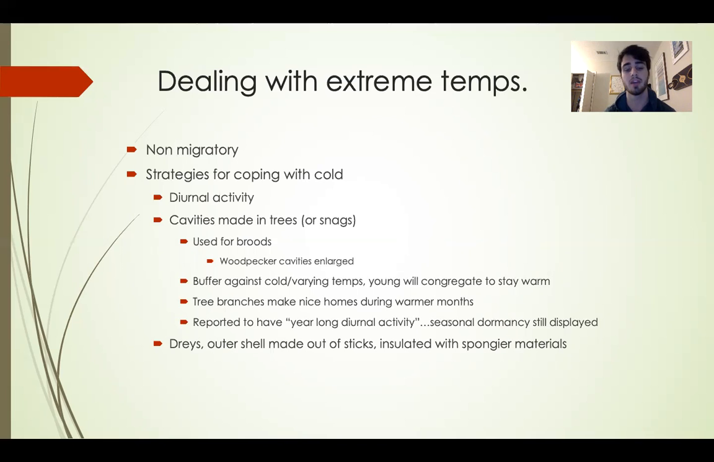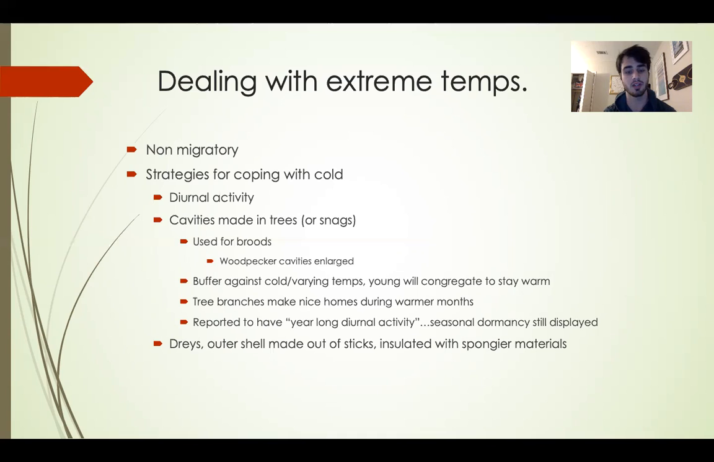Oftentimes they'll make homes in woodpecker cavities that have already been pioneered, and they'll just enlarge these abodes. The tree acts as a buffer against the cold, separating these organisms from the harshness of the environment when it is extremely cold out during these winter months. And the young will reside in these abodes and congregate to stay warm. So not only going into that spherical shape to preserve warmth, but also exchanging their body surfaces with each other to better transmit and efficiently conserve this heat. So that's a really important tactic there.